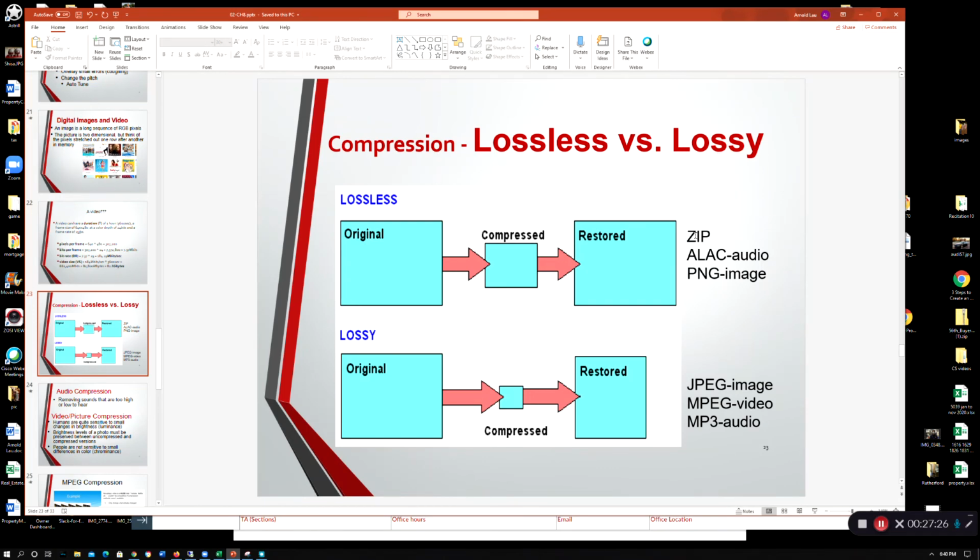Okay, and then these are examples of stuff that is lossless versus lossy. Let's say zip files, JPEGs, MP3. If you do a search on the internet, you'll be able to see a whole bunch of other examples, but at least try to know these examples here. These are pretty standard compressions. So you should be able to know this and understand the difference between lossless and lossy.